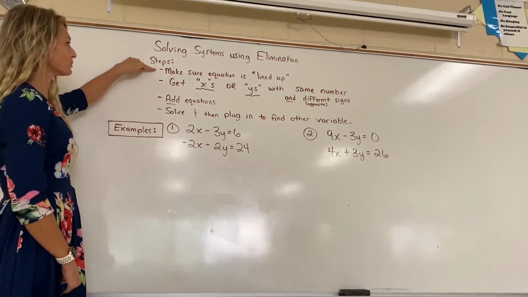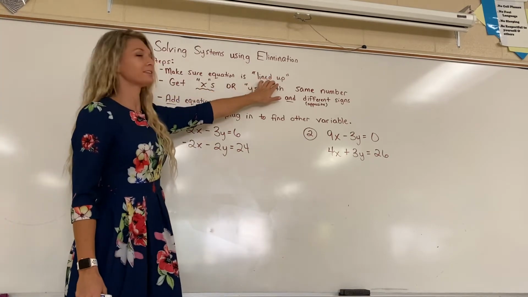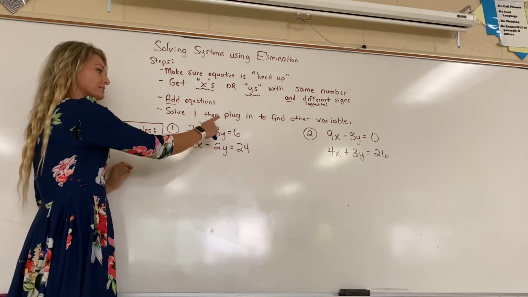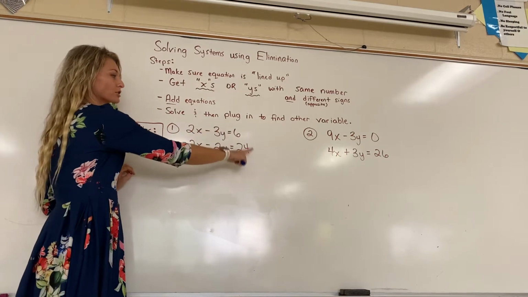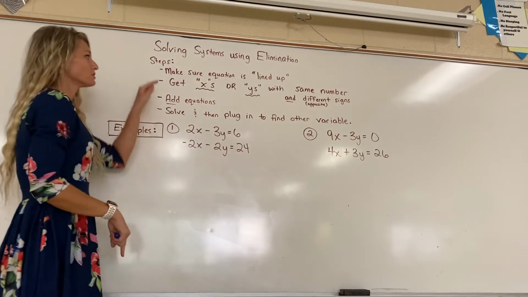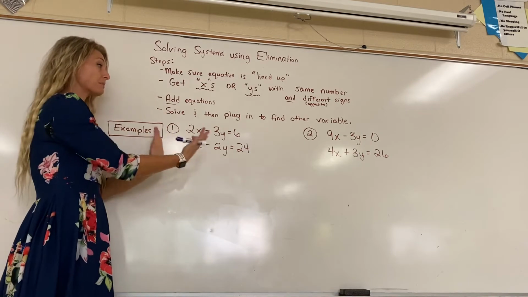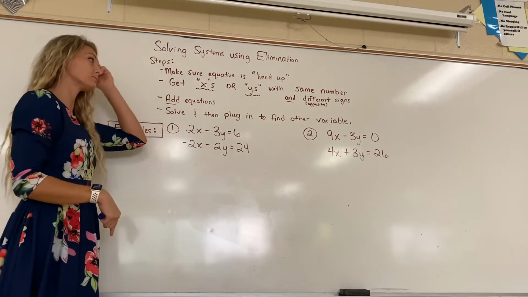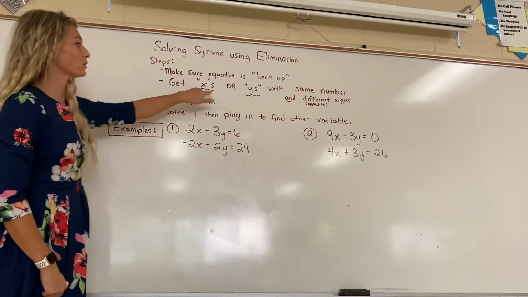So the first thing you want to do is look at your equations and make sure that they're lined up. What I mean by that is your x's have to be over your x's, the y's over the y's, the equals over the equals, and your constants over each other. If that's happening, then you can move on. If not, you're going to have to shift some things around so that your variables are lined up.